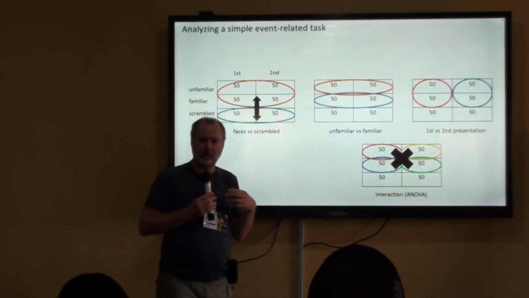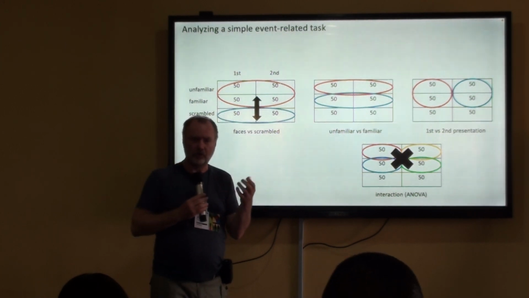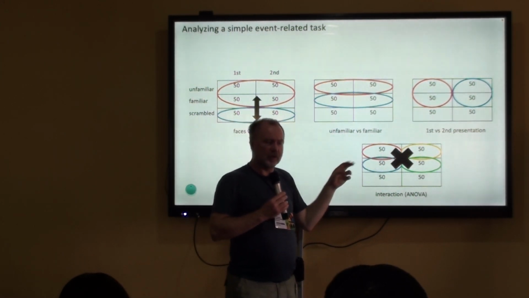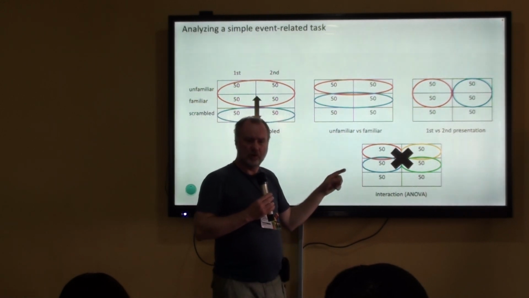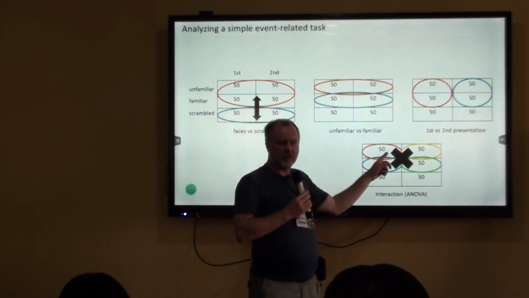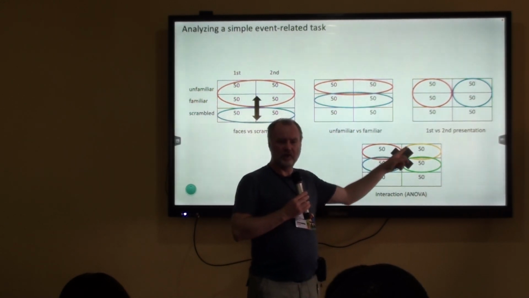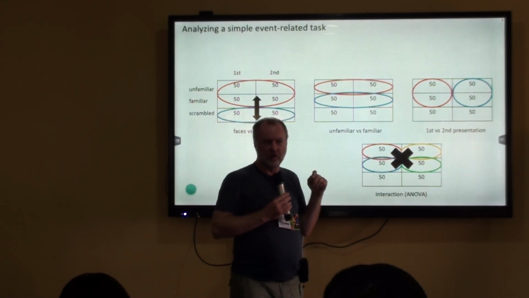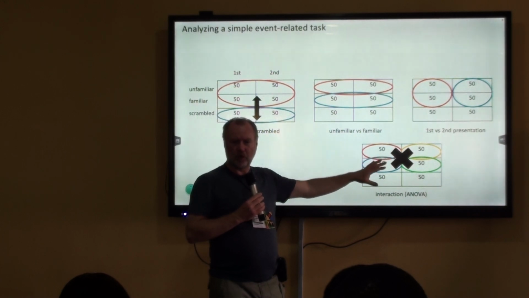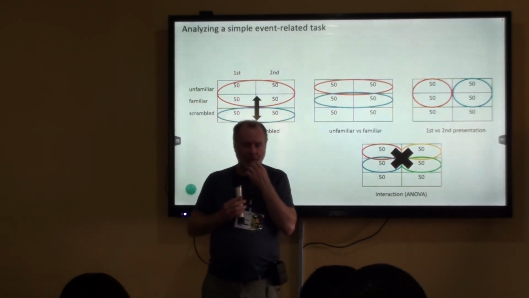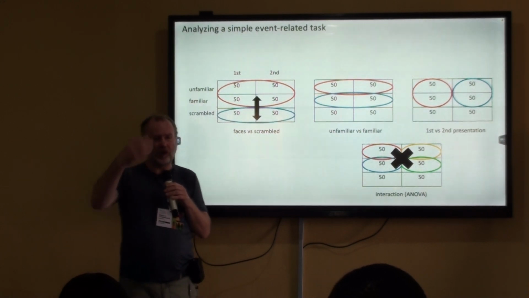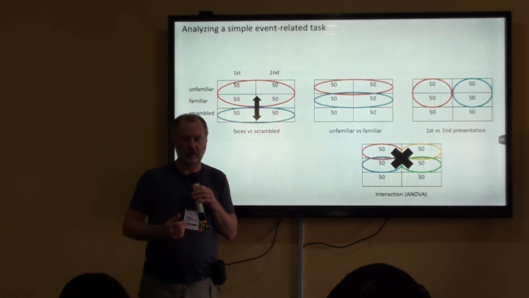And where it gets interesting with these factorial designs, and that's why we often use them, is if we're going to study the interaction. So if we're going to study how the response changes when we go from the first to the second, and how this change is different between unfamiliar and familiar phases. So this is really what we use ANOVAs for. And these factorial designs, that's a very common strategy that we implement in our experimental tasks.